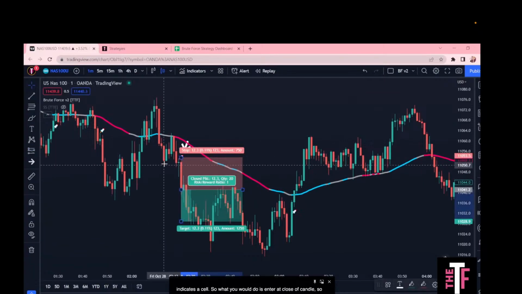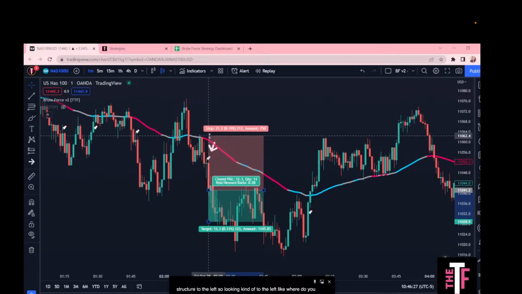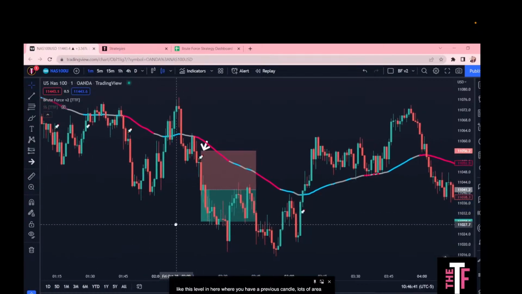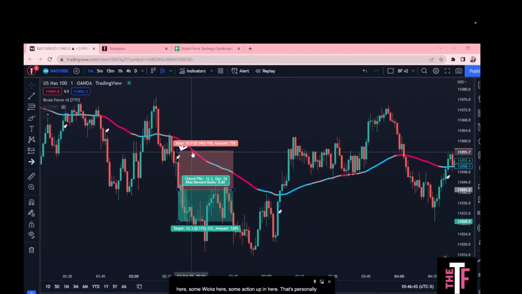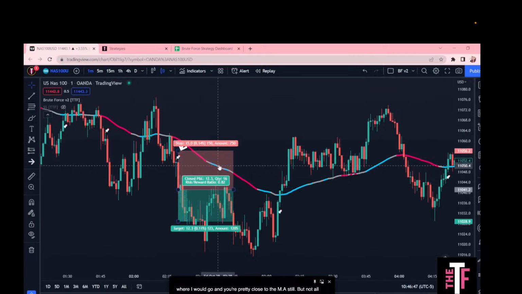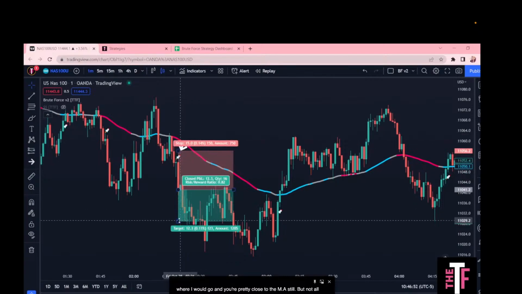Your stop loss, you should be using structure to the left. So looking to the left, where do you want to go? In this case, to put it all the way up here is kind of a heavy stop loss, so I personally would probably be looking more at this level in here, where you have a previous candle, lots of area, some wicks here, some action up in here. That's personally where I would go, and you're pretty close to the MA still, but not all the way up here. So if it comes back to retest, you'd still be safe.